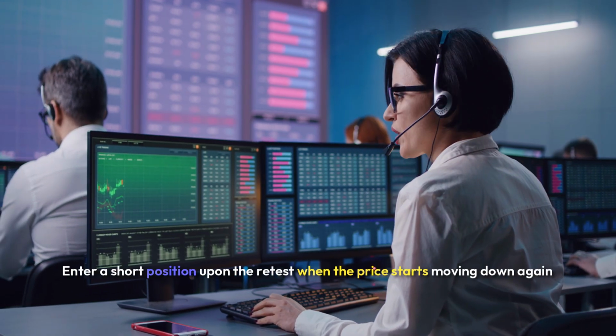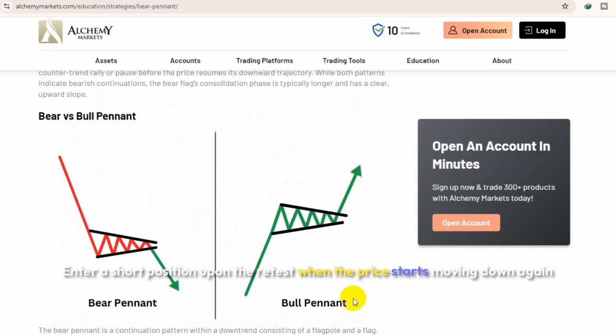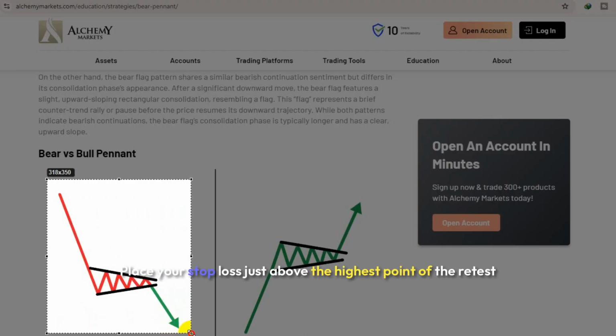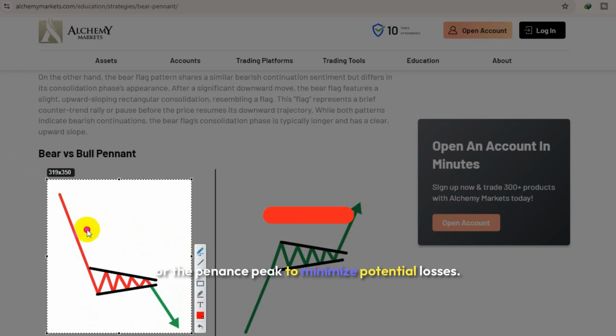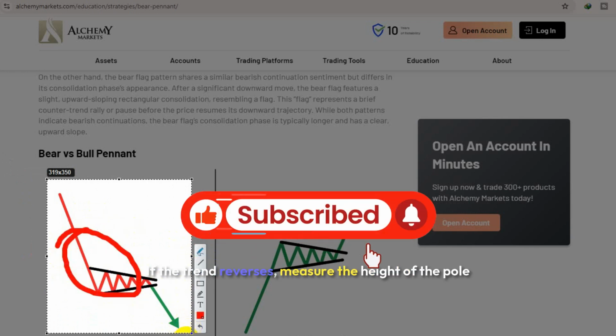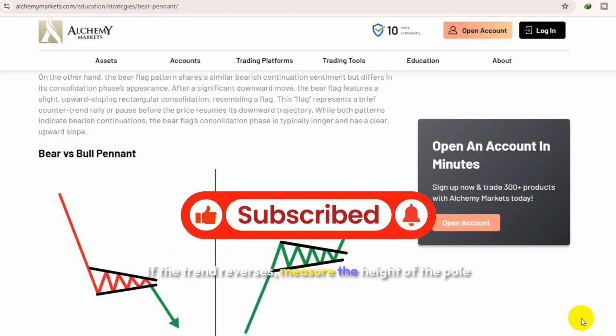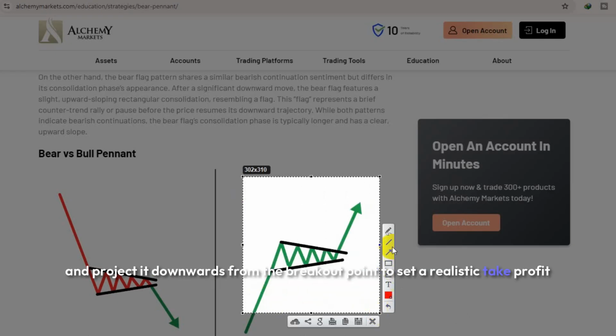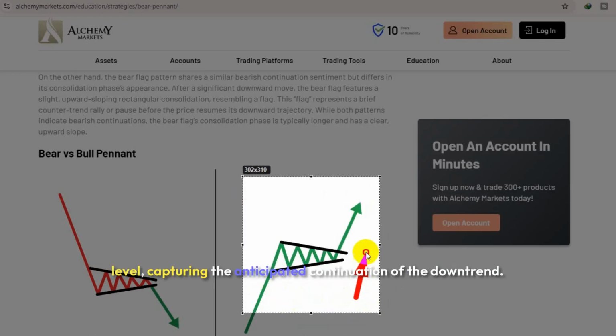Enter a short position upon the retest when the price starts moving down again after hitting the resistance. Place your stop loss just above the highest point of the retest or the pennant's peak to minimize potential losses if the trend reverses. Measure the height of the pole and project it downwards from the breakout point to set a realistic take profit level, capturing the anticipated continuation of the downtrend.